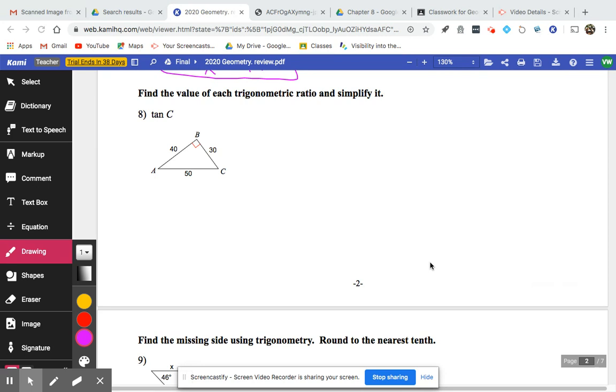We want to find the value of the trigonometric ratio and simplify it. So we want to find the tangent of C. Remember the tangent function is opposite over adjacent. So my opposite side is 40, my adjacent is 30.